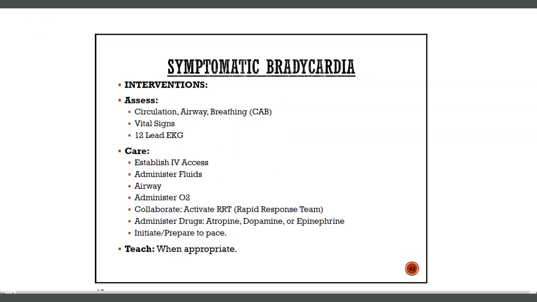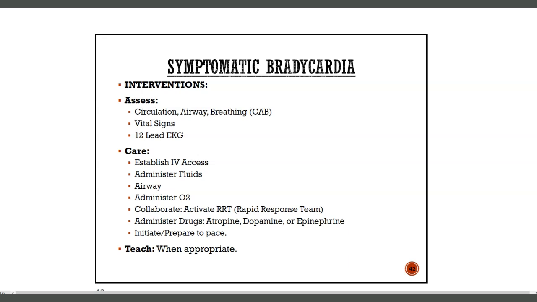All right, so if we have a patient with symptomatic bradycardia, our interventions look kind of like your care plan, right? ACT. So we're going to assess, right? What are we going to assess? Circulation, airway, breathing, CAB. We have to assess the vital signs and get a 12-lead EKG. Obviously, depending on the symptoms, that may be more. There may be some labs that we have to analyze, but at the very minimum, these are the things that you want to do for this patient.